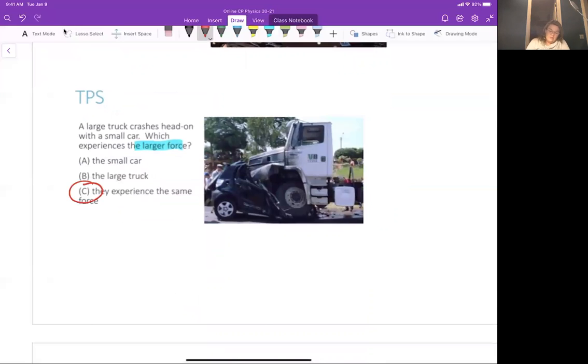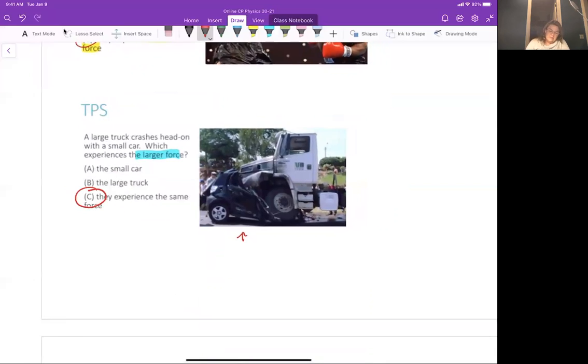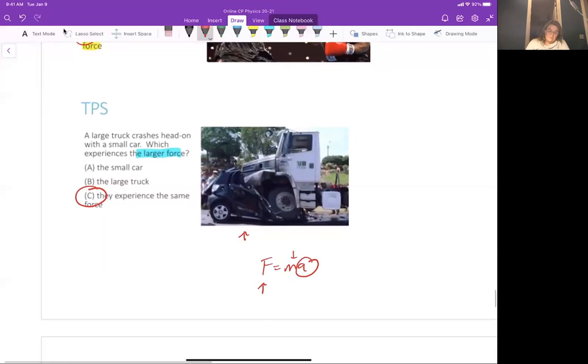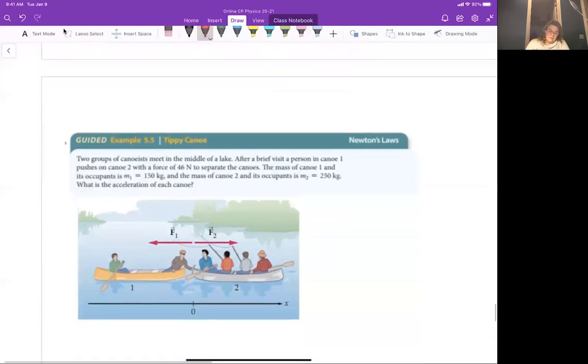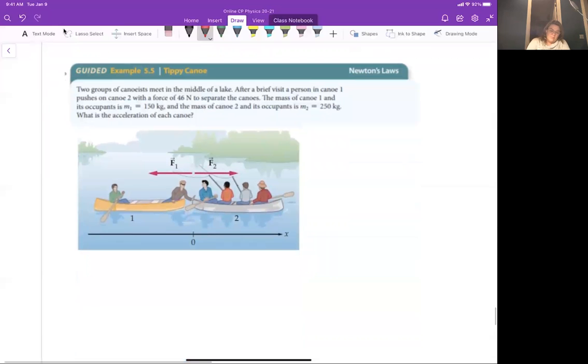They do. Now, the reason why this car gets crushed has nothing to do with the forces, it has to do with the mass. Force equals mass times acceleration. The forces are the same. Now, the car has a very small mass compared to the truck. Therefore, its acceleration is substantially larger, and that's why it comes to a brutal stop and gets crushed. All right, now we'll work a quick problem.